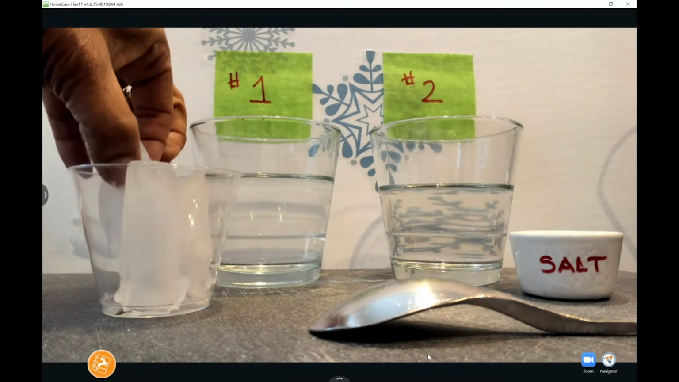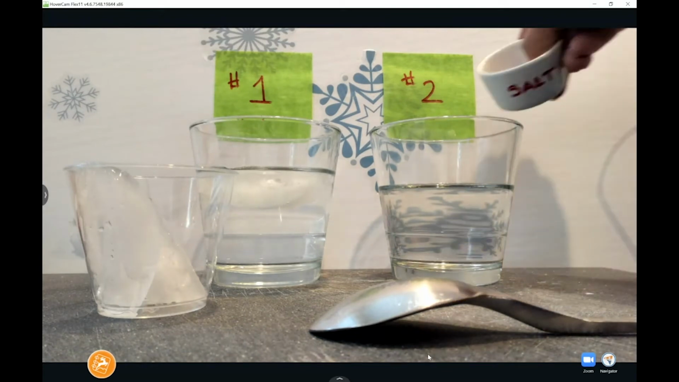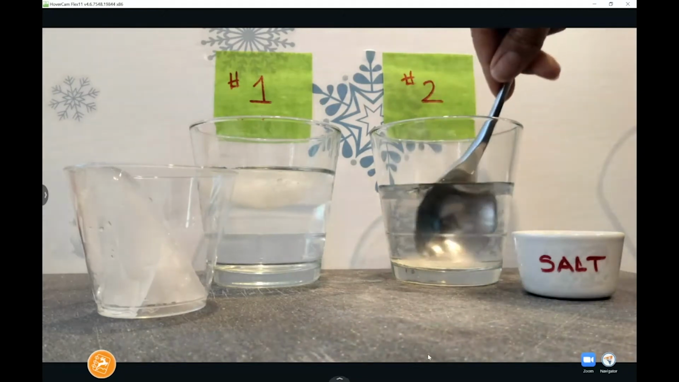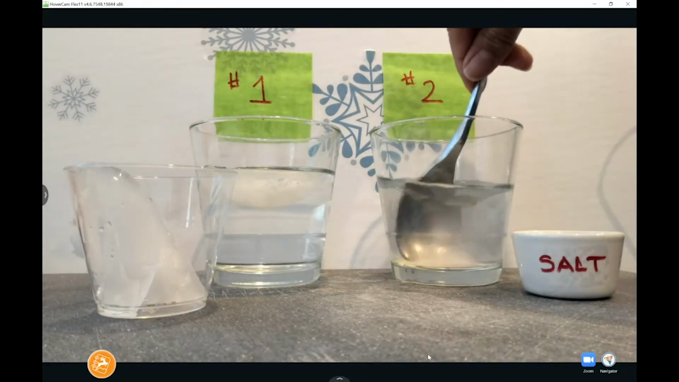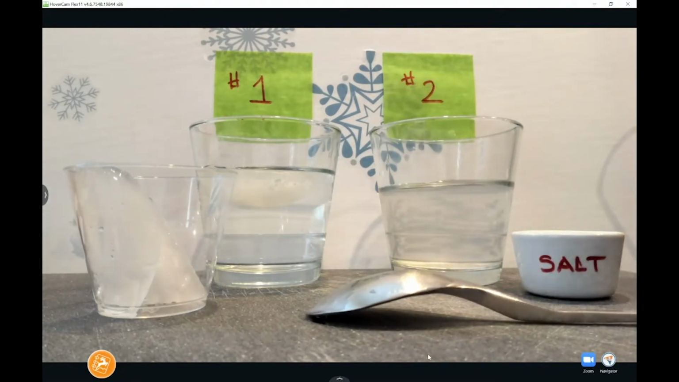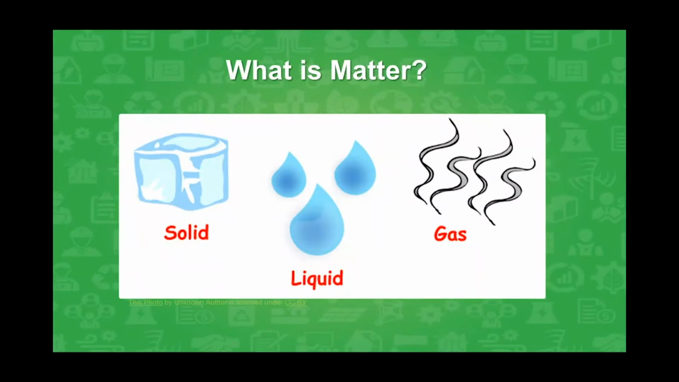So while you're doing that, go ahead and type. I'm going to go ahead and drop in an ice cube in the glass. And I'm going to pour some salt in glass number 2. Okay, again, go ahead and type your guesses into the chat. We're going to stop and pause here and wait a moment to see if there's any change. We're going to come back to it in just a little bit, but let's let that sit there for a while. And we're going to go back and see a little bit about what we're talking about.